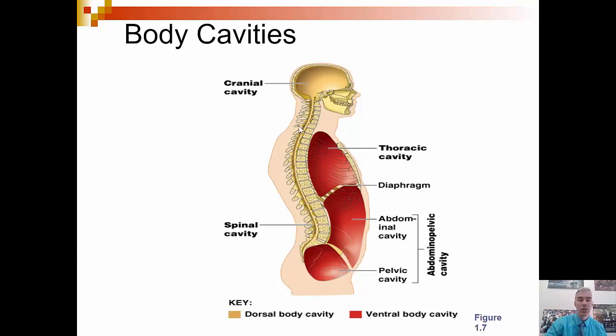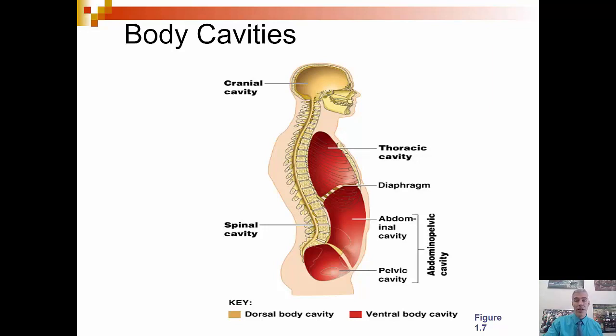The same thing's true with the spinal cavity. That's also a dorsal body cavity. That's where your spinal cord sits. Then we have the pelvic cavity and the abdominal cavity, which many times would be together into the abdominopelvic cavity. The abdominal cavity is where you have most of your digestive tract and parts of your urinary system, your kidneys, things like that. Then you have the pelvic cavity, which has your reproductive organs and part of the urinary system as well.